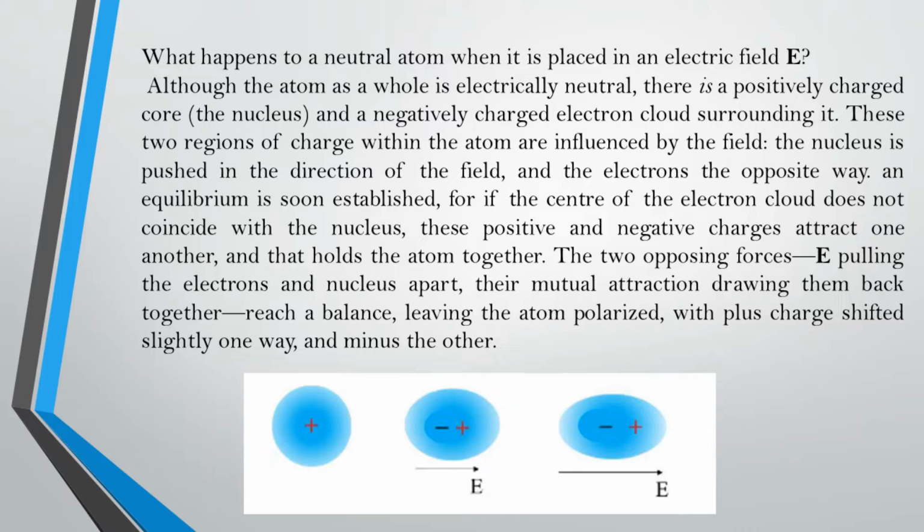But if the electric field is applied to that material, then these centers will be displaced. The positively charged nucleus will be pushed in the direction of the field, and the negatively charged electron cloud will go the opposite way.